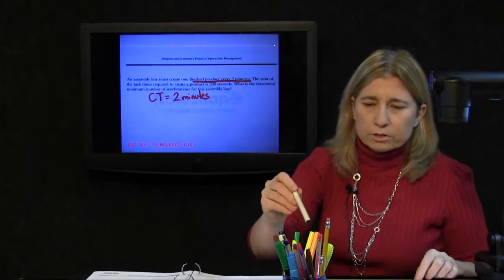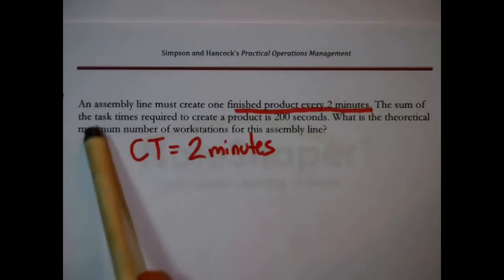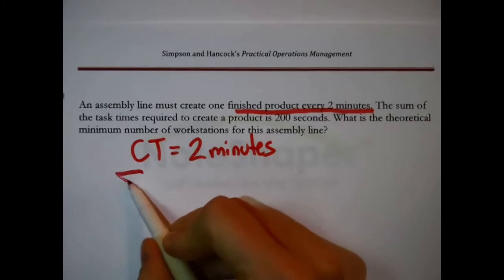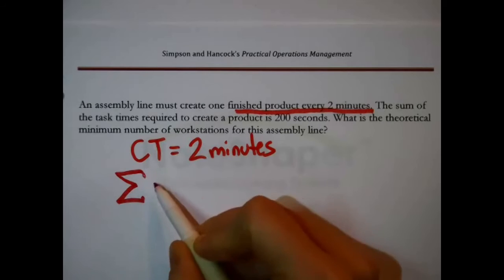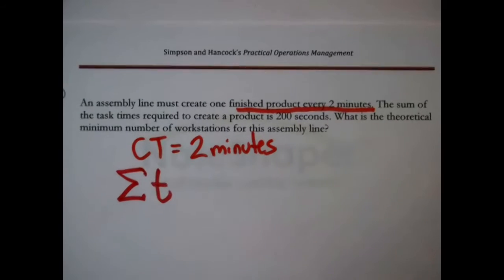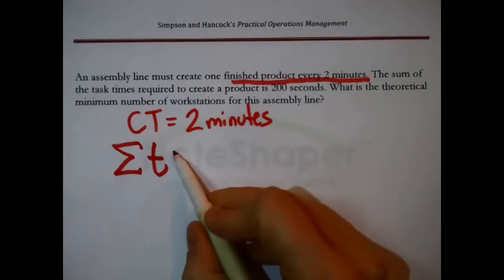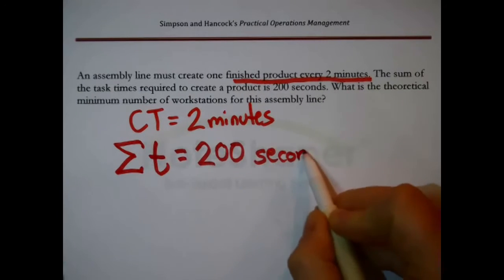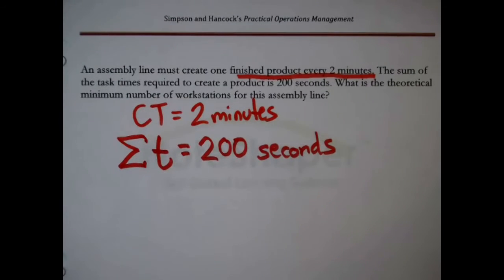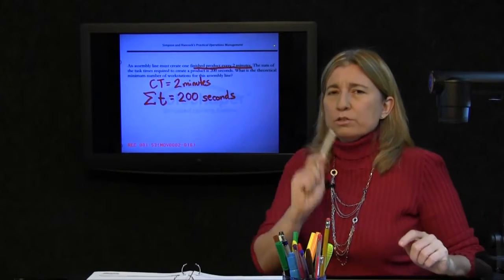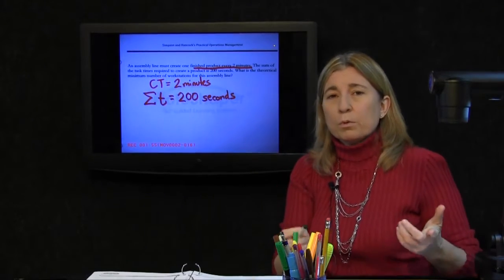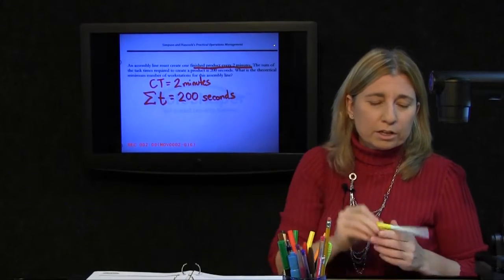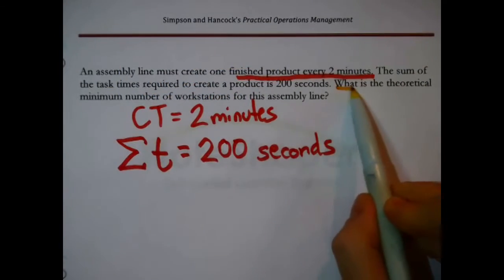What else are we told about this line? The sum of the task times required to create the product is 200 seconds. Sigma for sum up, lowercase t for each one of those tasks. We don't know how many tasks there are in this problem, but we know that they add up to 200 seconds. So if you had to assemble one of these things by yourself, you know that it would take 200 seconds.